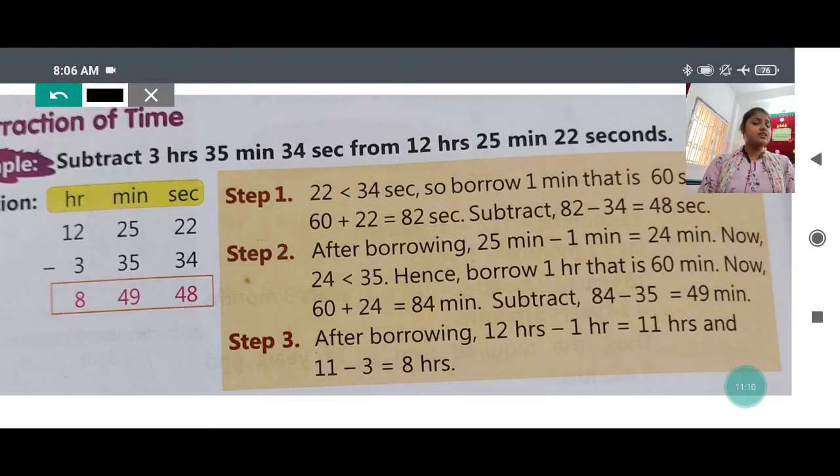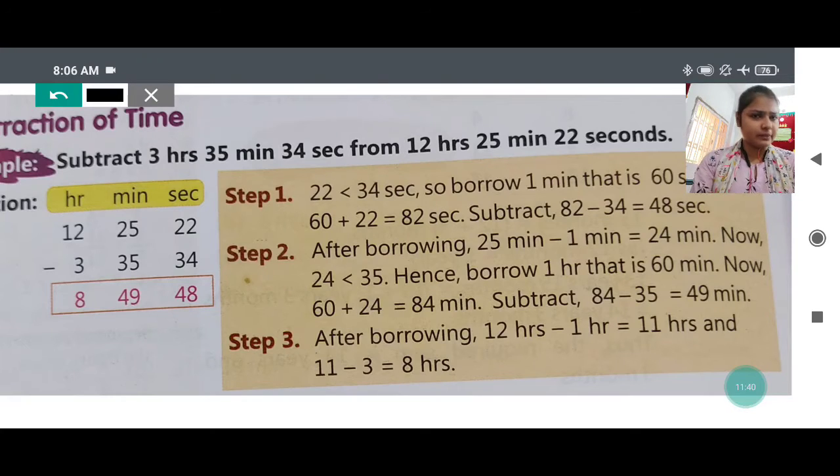Just the same, you can see this is also subtraction of time. It is written 3 hours, 35 minutes and 34 seconds from 12 hours, 25 minutes and 22 seconds. Now, hours, minutes and seconds you will write outside. You will mention the unit and then you will put down the numbers. 12 in the hour column, 25 in the minute column as well as 22 in the second column. Same downside you will do: 3 in the hour column, 35 in the minute column and 34 in the second column.